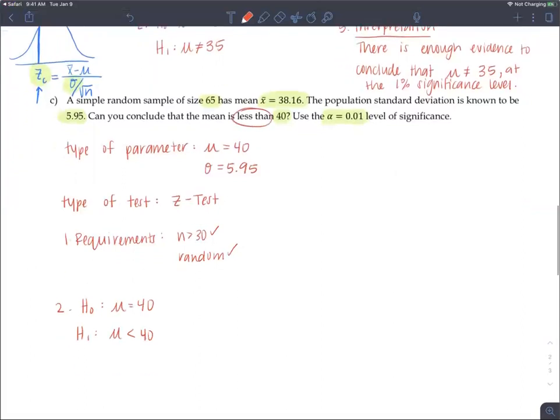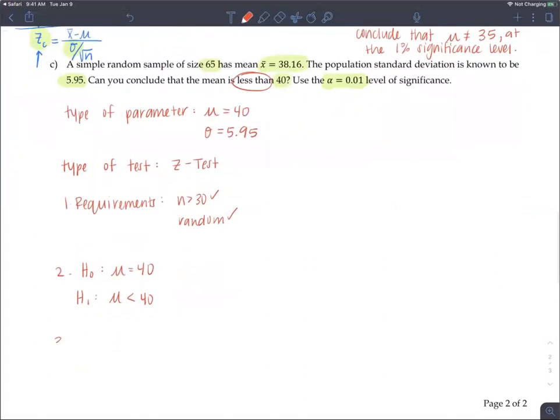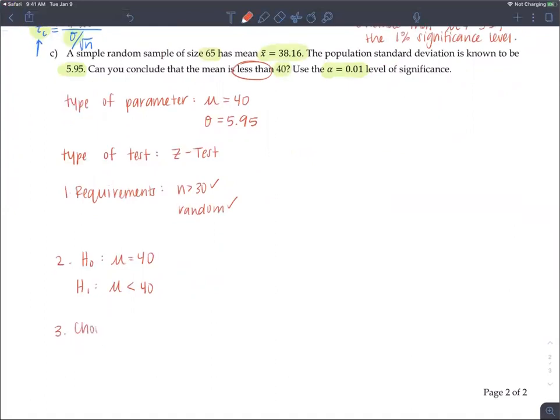And then now I'm going to put everything into z-test. Oh, wait, but first, again, I get to choose between the critical value method and the p-value method. And I'm going to do the critical value method, just so you get to see both.